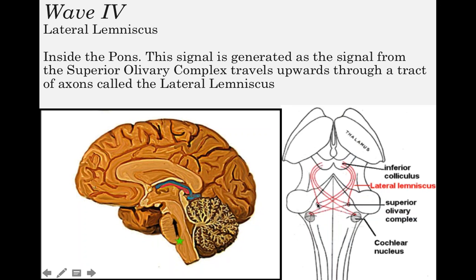And then wave 4, the lateral lemniscus, as that signal is traveling up the pons into the midbrain, this is wave 4. The lateral lemniscus is a tract of axons. It is many different axons all traveling together, and this traveling signal generates wave 4. It's called the lateral lemniscus.